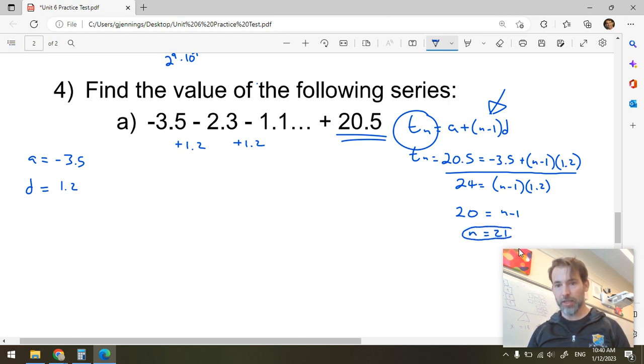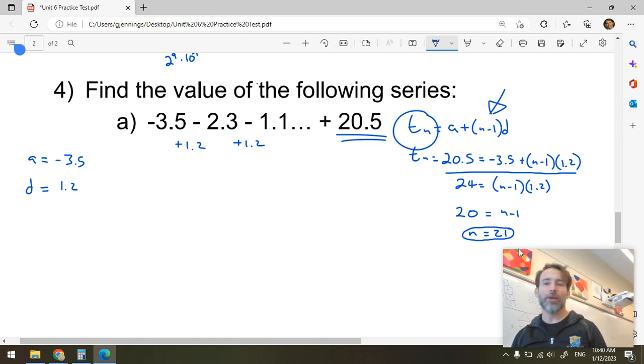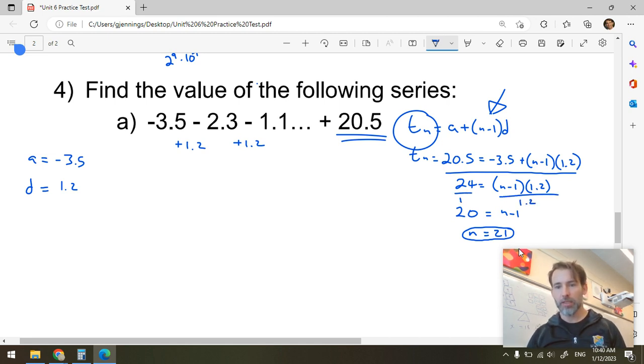And when you notice stuff like that, that's a Fibonacci number, you know that that's maybe the correct answer because I like them. Okay, so did you see how I did that? Here I divided both sides by 1.2. 24 divided by 1.2 is 20. And then you add 1 to both sides to get n as 21. So now we know n equals 21. So we're good. We can get started.